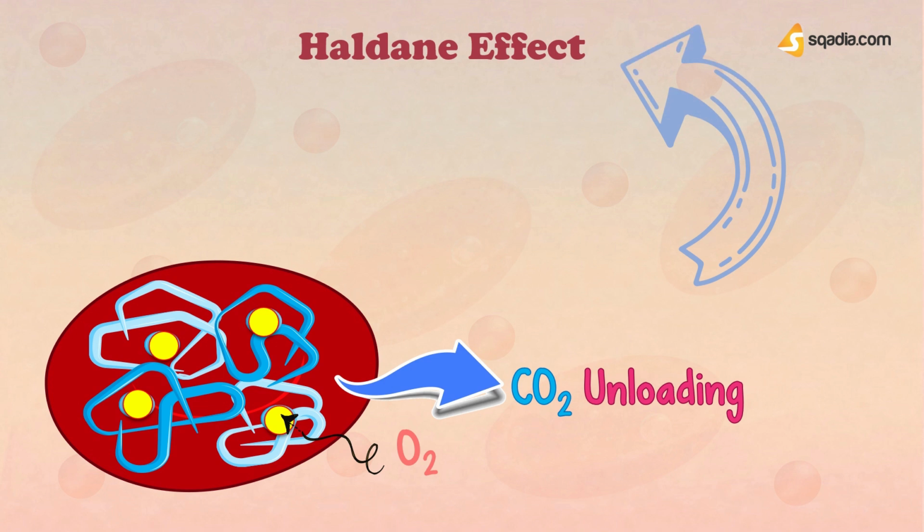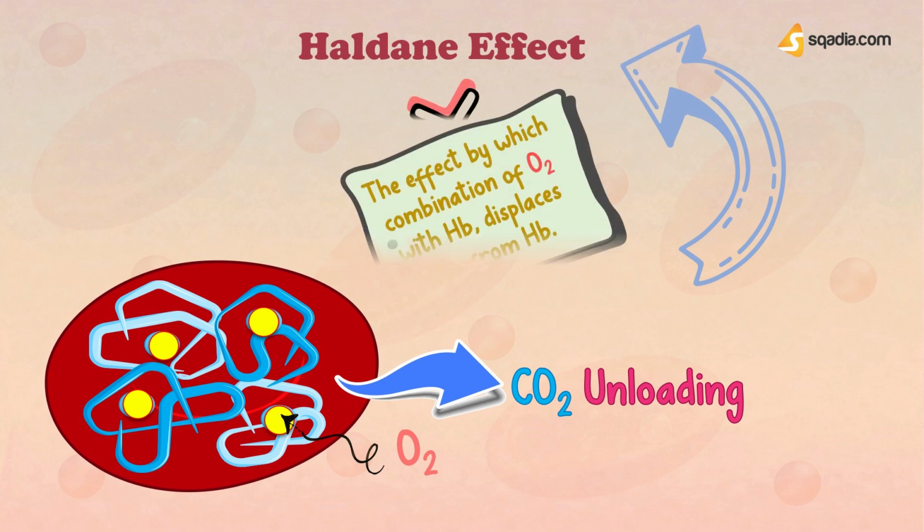This effect is known as the Haldane effect, and it's quantitatively far more important in promoting carbon dioxide transport than the Bohr effect in promoting oxygen transport. You can define it as the effect by which combination of oxygen with hemoglobin displaces carbon dioxide from hemoglobin. Well, it's named after John Scott Haldane, who introduced it first in 1860.